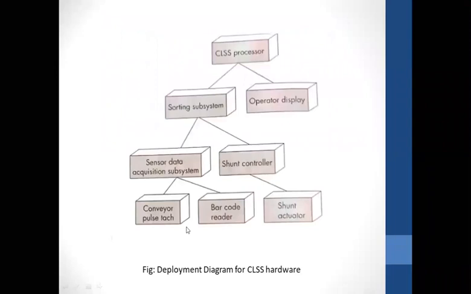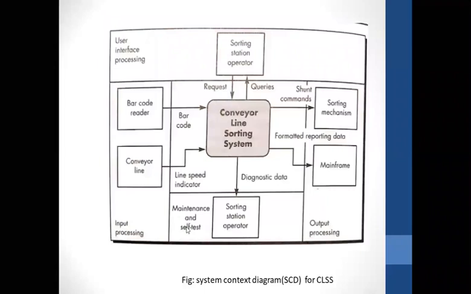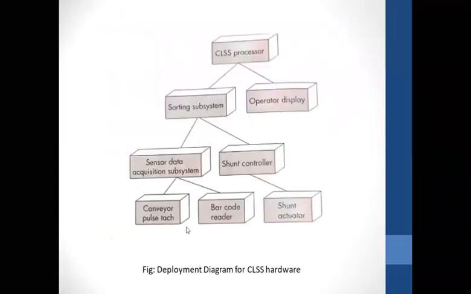The next one is, now for the same CLSS system, the diagram here that we have studied, for the same diagram we are going to draw these UML diagrams. So the first diagram that we're going to design here is called the deployment diagram. Now what is a deployment diagram? As the name suggests, deployment. Now what does deployment mean? The deployment diagram is a structural diagram. It shows the structure of the system.